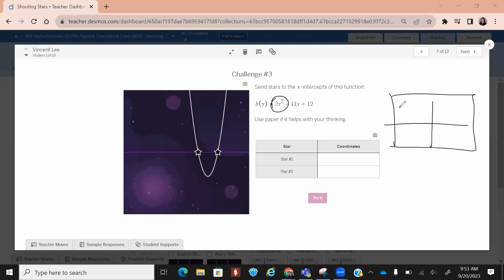The first term goes in the first box. The last term goes in the last box. Now, you're going to take A times C, which is going to be 24, and then put -11 in the bottom. What two numbers can I multiply together to get 24, but add them together to get -11?